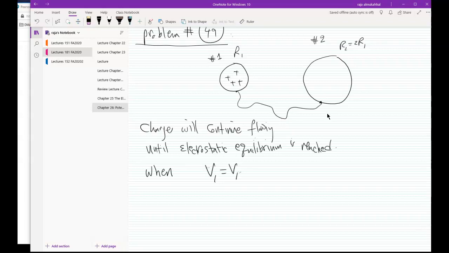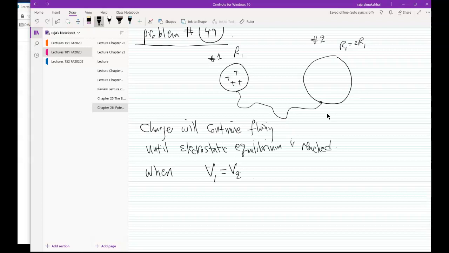Try to erase that thing. My eraser is not working today. Oh well, I'll just go like this.